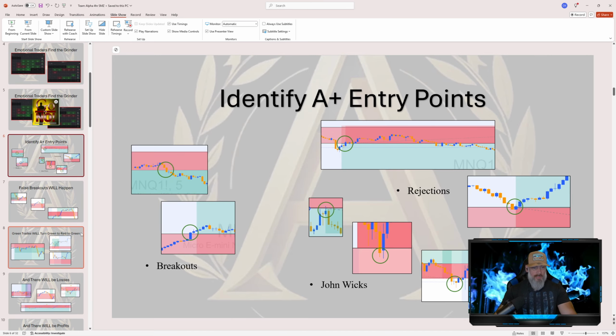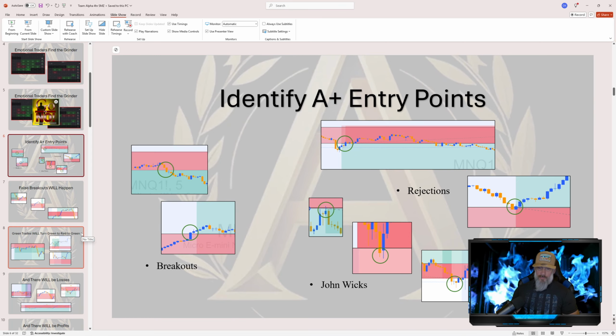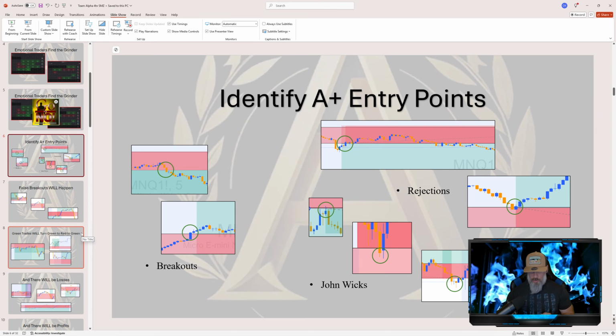The A+ entries. So we're looking for a couple different things. We're looking for breakouts, we're looking for rejections, and then we're looking for wicks or reversal candles in those zones.